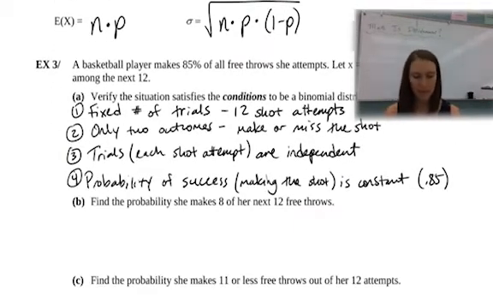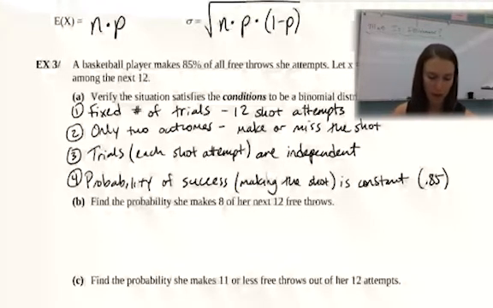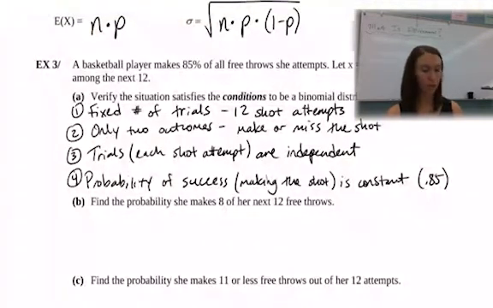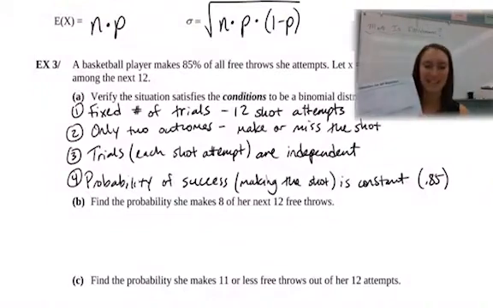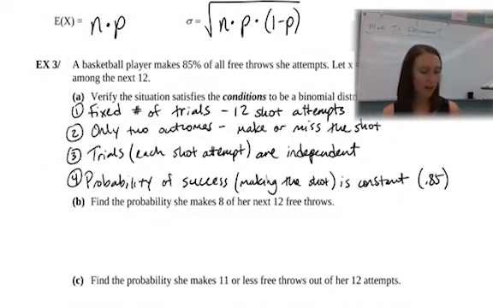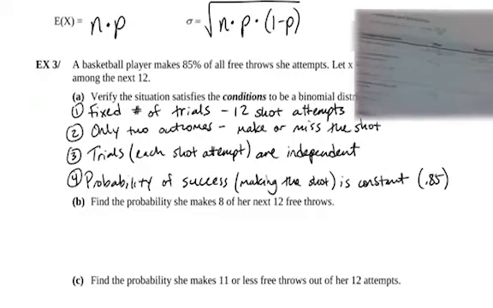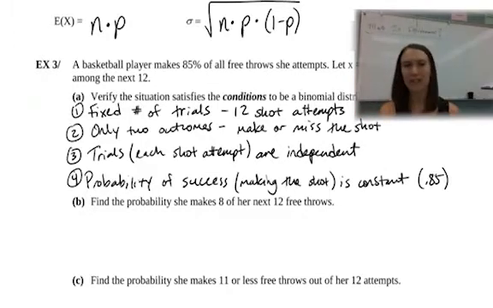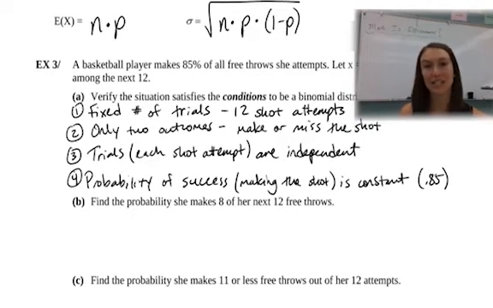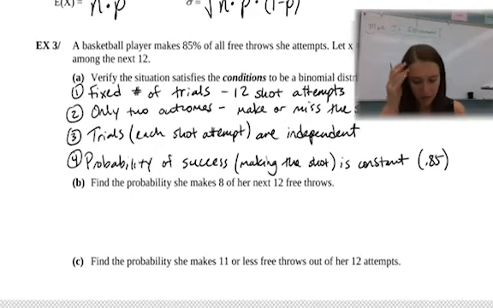All right. A basketball player makes 85% of all free throws she attempts. Let X equal the number of free throws made among the next 12. And I'm going to pause, or not pause the video, but just really quick, I wanted to show you on our formula sheet for AP Stats, the formulas for expected value and standard deviation of binomial and geometric distributions are on our formula sheet. So you don't need to memorize these. You just need to know how to use them, which is nice.